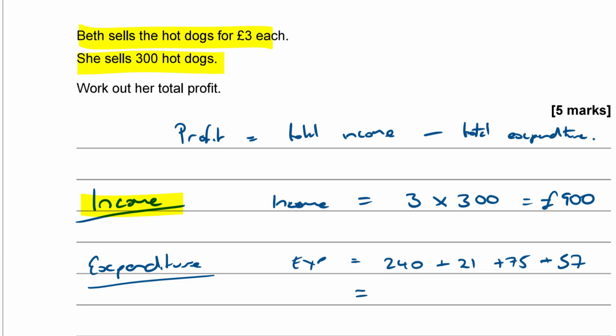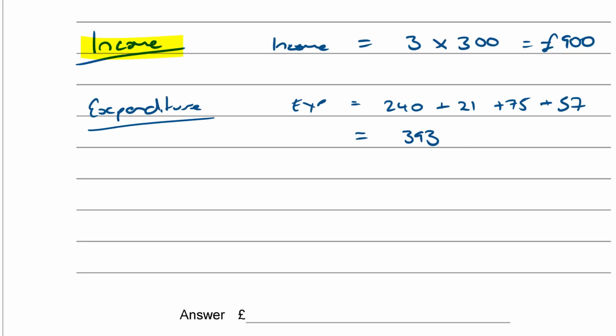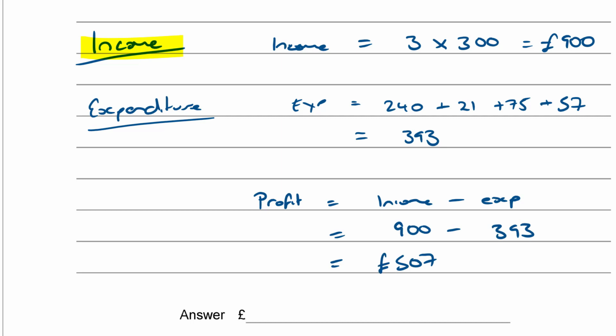£57 in other expenditure, which comes to 240 plus 21 plus 75 plus 57. That means total expenditure is £393. Okay, so what's her profit then? So profit is going to be income less expenditure, which is going to be her £900 that she made less the £393 that she spent. That comes out to be £507. So she's made a good profit on those hot dogs.